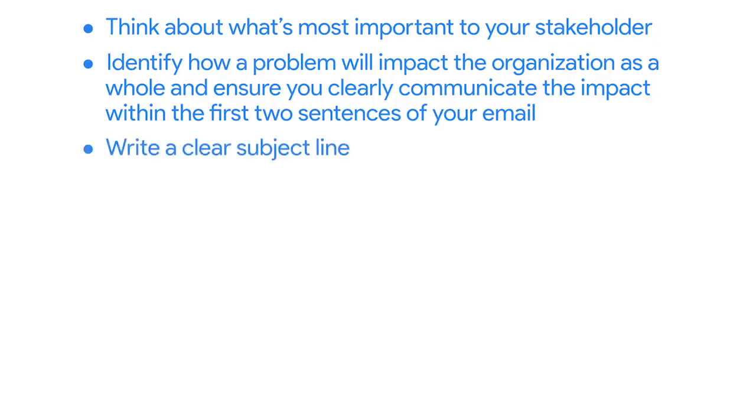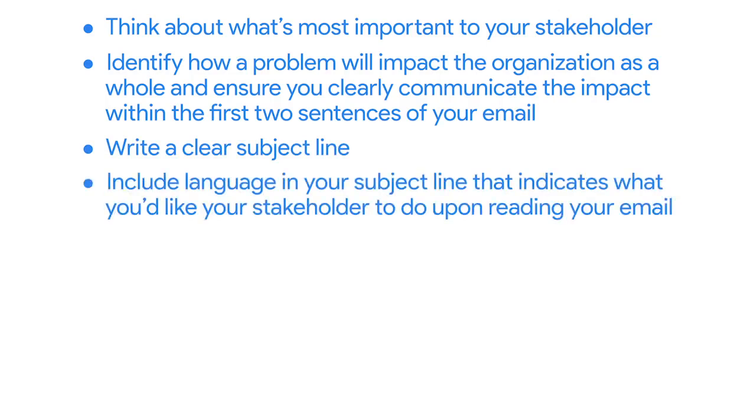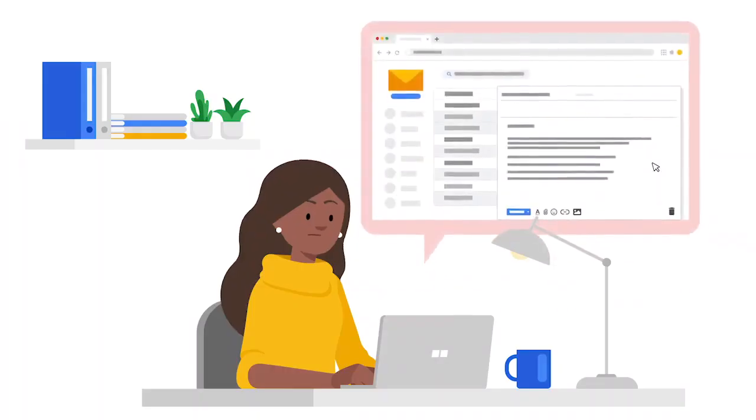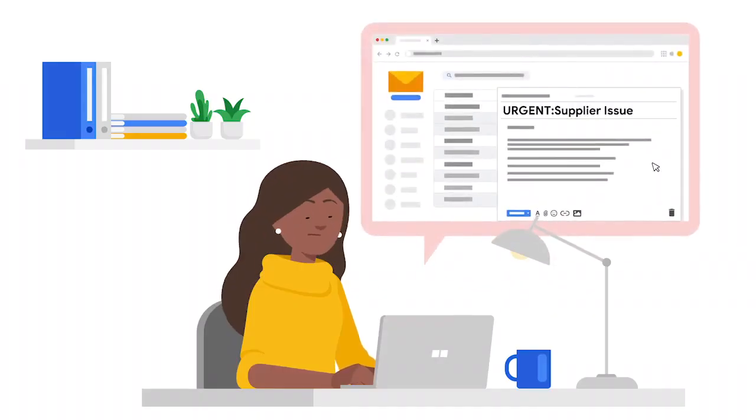Remember to write a clear subject line that briefly states what your email is about. It's also helpful to include language in your subject line that indicates what you'd like your stakeholder to do upon reading your email. Do you need them to review a document you've attached to the email? Try adding the words "please review" to your subject line. Is this an urgent email that you need a quick response to? Then you might try adding the word "urgent" to the subject line. Stakeholders, especially those who hold senior positions within an organization, usually receive many emails throughout the day. Including terms like urgent, timely, decision needed, or please review can help draw attention to your message and make clear the action you'd like your stakeholder to take.